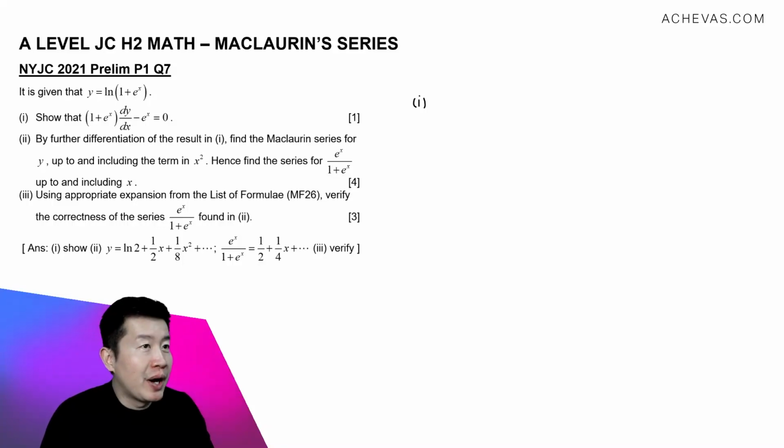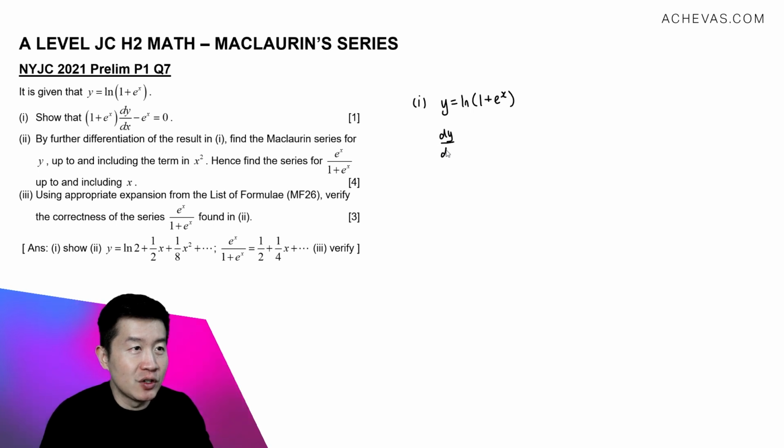Let's see what we have in part 1. We are given y equal to ln of 1 plus e to the power of x, and we are supposed to prove this differential equation with dy/dx. So I'm going to take this and let's just differentiate this with respect to x.